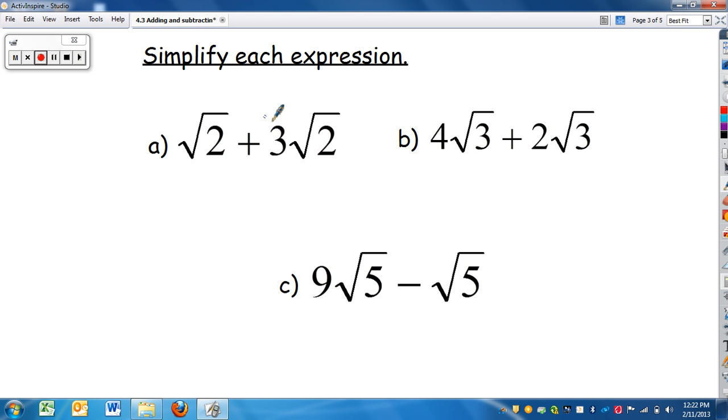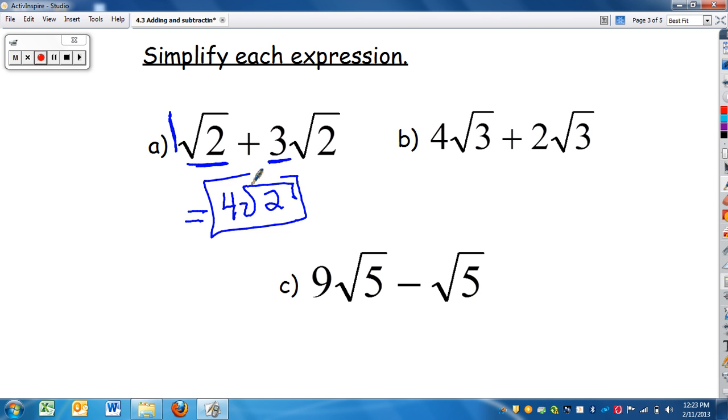So, simplifying the expression by adding and subtracting. Really what you're asking yourself is how many roots do you have? So right here we have root 2, and there's a 1 in front, that invisible 1. There's 1 root 2, and we have 3 here. So we have a total of 4 square root of 2. Notice I do not change the root because I'm asking you how many root 2's do you have. I have 1 plus 3, so I get a total of 4. Here I have 4 and 2, so that gives me a total of 6 square root of 3.